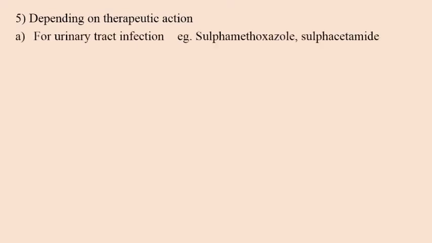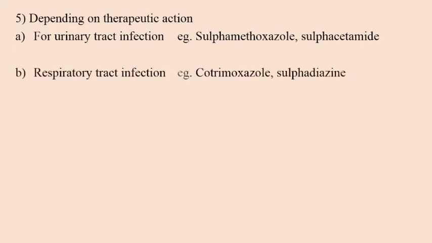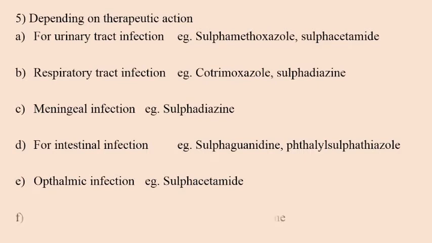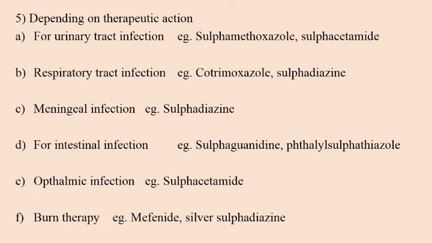For urinary tract infection, sulphamethoxazole and drugs like sulphacetamide. For respiratory tract infection, Cotrimoxazole. For meningeal infection, Sulphadiazine. For intestinal infection, Sulphaguanidine and Phthalylsulphathiazole. For ophthalmic infections, Sulphacetamide. And for burn therapy, mephenide and silver sulphadiazine. So this is on the basis of therapeutic action.